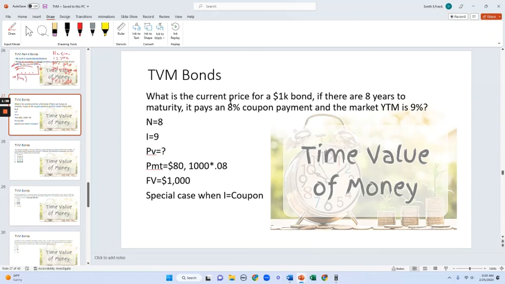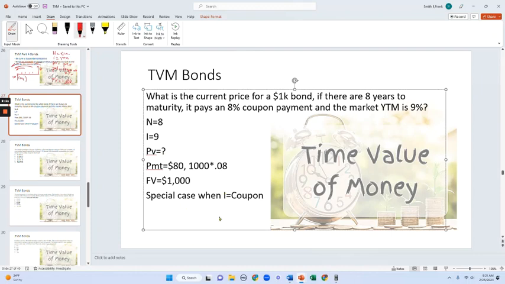Let's do a problem here. What is the current price? So we're looking for the present value, the price, for a $1,000 bond. We know we're getting $1,000 back at the end. There are 8 years until maturity, so N is 8, and it pays an 8% coupon payment, and the market wants 9%. The 8% coupon payment is 0.08 times the $1,000 face value, so it is $80 that we're going to be paid every time.